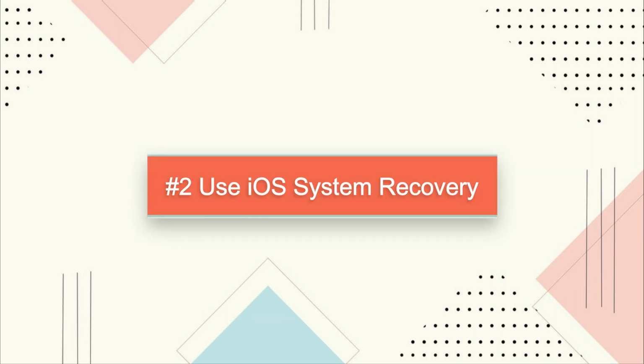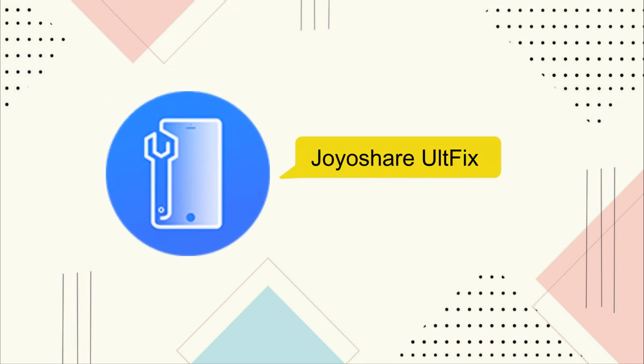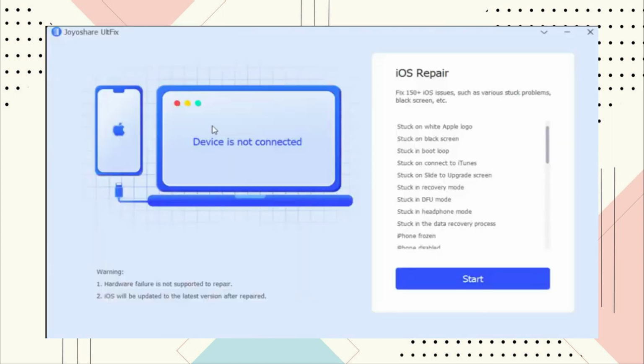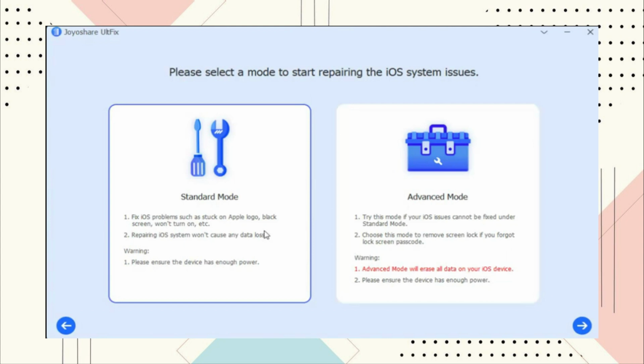Another method is to use an iOS system recovery like Joyoshare UltFix. With this tool, you can fix your iPhone in easy steps without data loss. Connect your iPhone to the computer and click Enter Recovery Mode and Start Options. Then choose Standard Mode and click Next.